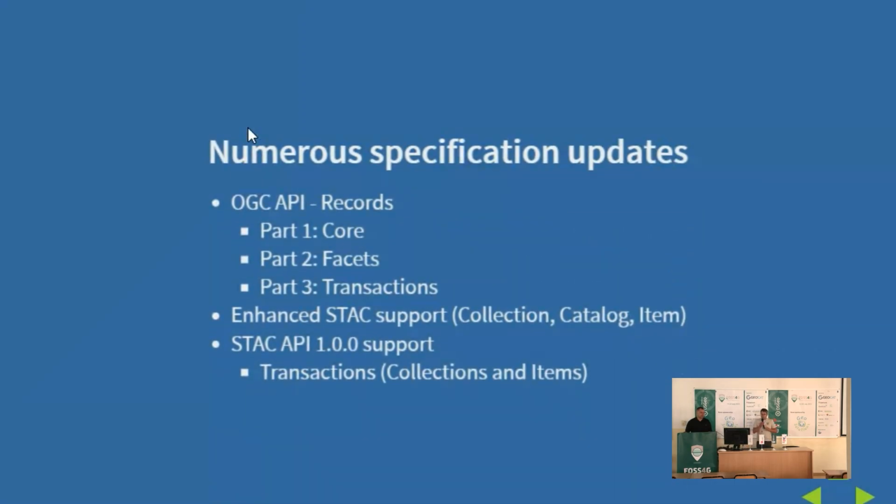So with the recent update, we added a number of updates. For OGC API Records, we now have part 1, part 2, the facets, and part 3, the transactions. And we have enhanced the STAC support. So pycsw, besides all the other standards, now has the OGC API Records as well as the STAC standard, which overlap, of course, a bit. But this is a nice thing about these tools, that they can support both standards.